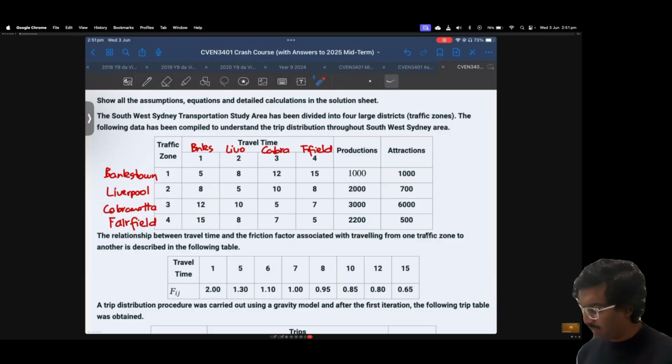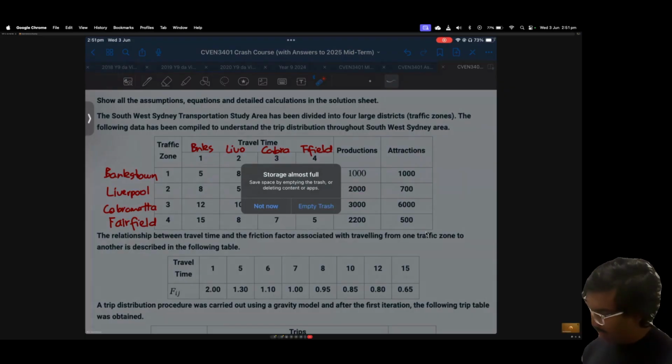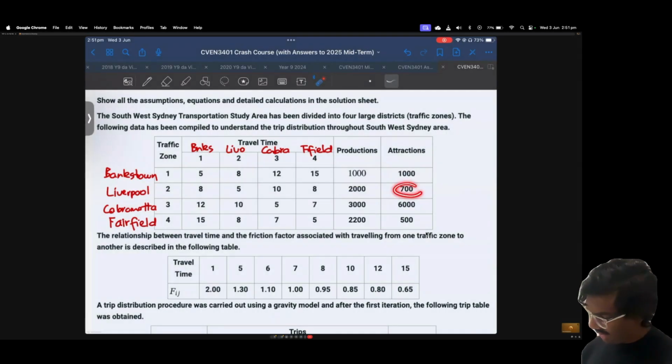Same with Liverpool, we've got 2,000 people leaving, but then 700 people arriving in Liverpool for work. 3,000 people leaving Cabra to get to work, and then 6,000 people are coming to go to work in Cabra, or maybe they go to school, other things like that.